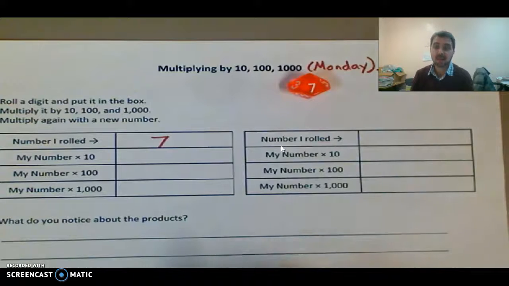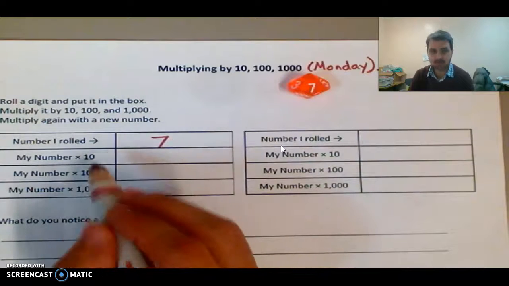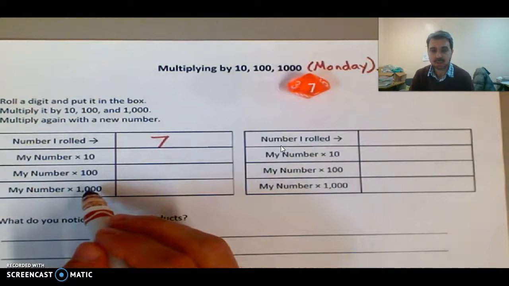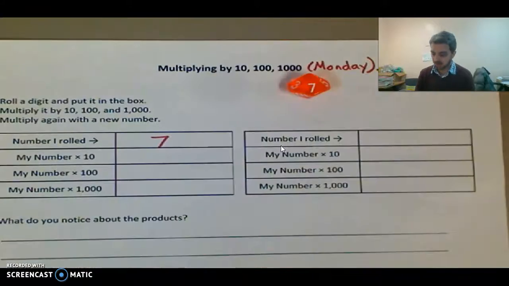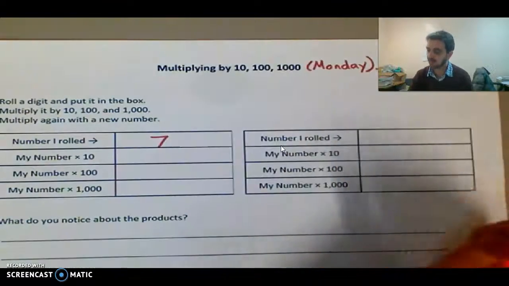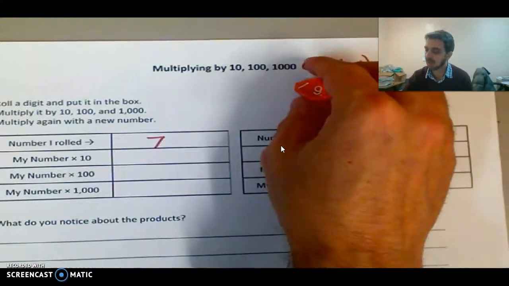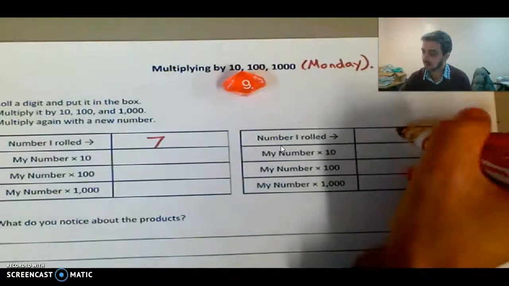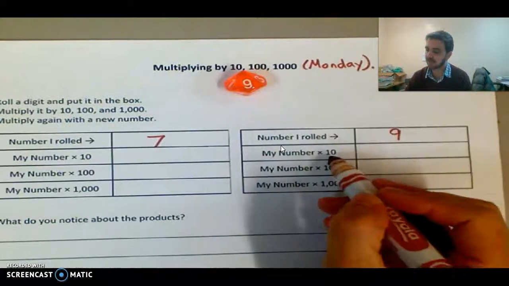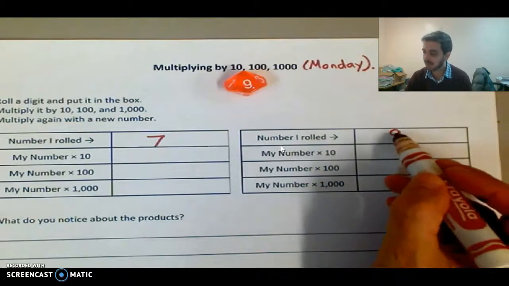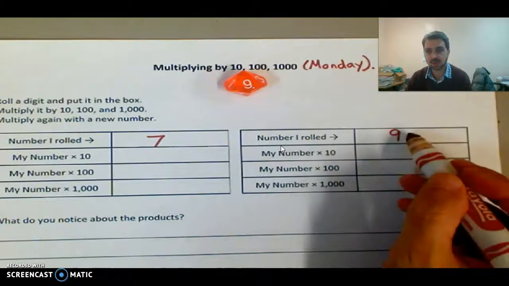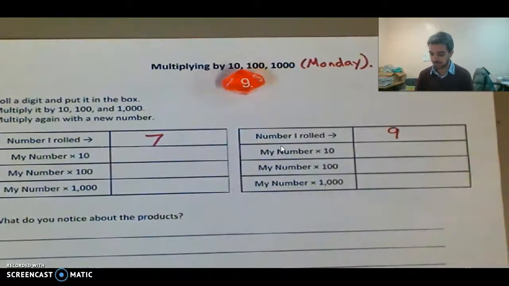And then, and I don't say this often, but you can use a calculator to multiply 7 times 10, times 100, times 1,000. And then you would roll again. This time I got a 9. And then you would multiply 9 times 10 and see what you get, 9 times 100 to see what you get, and 9 times 1,000 to see what you get.